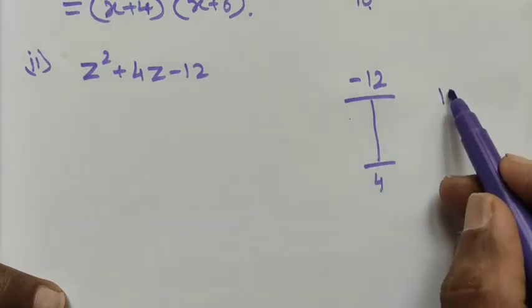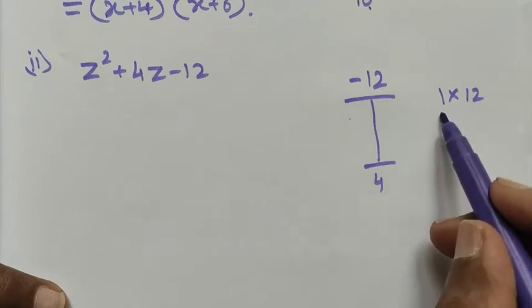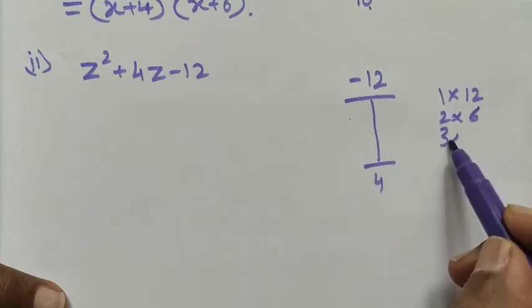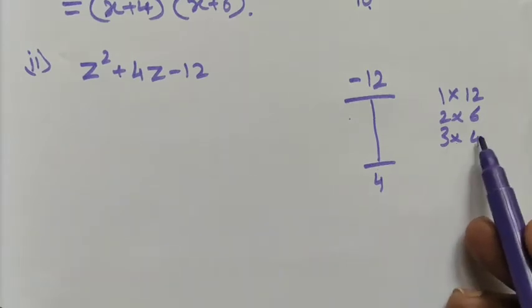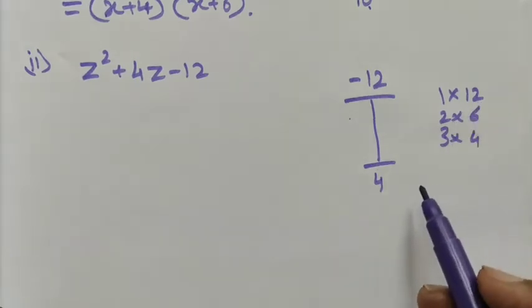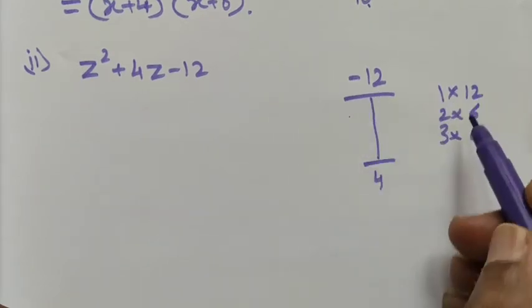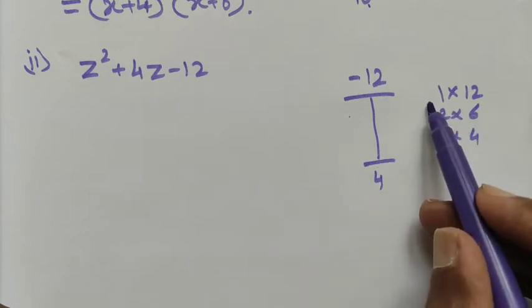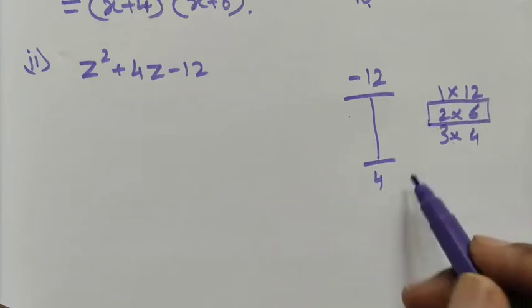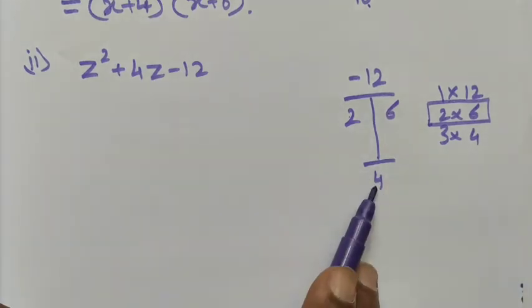First of all, we have to write the factors of 12: 1 into 12, 2 into 6, 3 into 4, and then again the same terms, 4 into 3, 6 into 2, and then 12 into 1. Now, in these, when we multiply, we get 12, right? But when we add, we need 4, so the suitable pair is 2 sixes are 12.